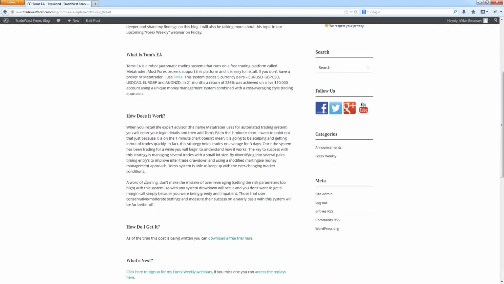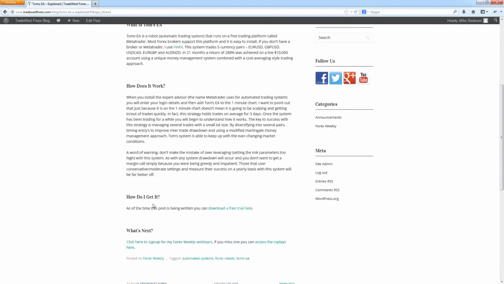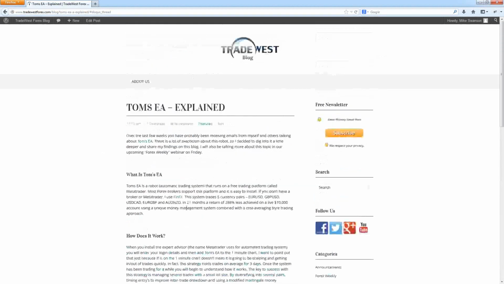If you look on the blog, you can see it's the same type of format. What's Tom's EA? How does it work? How do you get it? These are going to be a kind of summary. The webinar will actually get into the charts. We'll get into the performance. We'll get into showing you how it installs and all that kind of stuff.